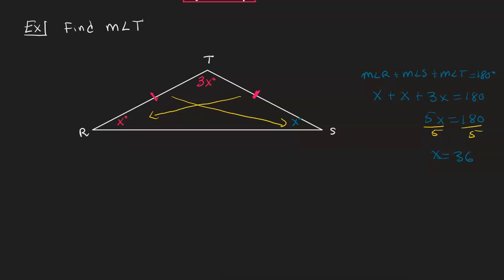Remember what the question was asking. It was asking for the measure of angle T. And the measure of angle T equals 3x. So let's go ahead and substitute that 36 in for x. And we get the measure of angle T equals 3 times 36, which equals 108 degrees. So that would be our answer.